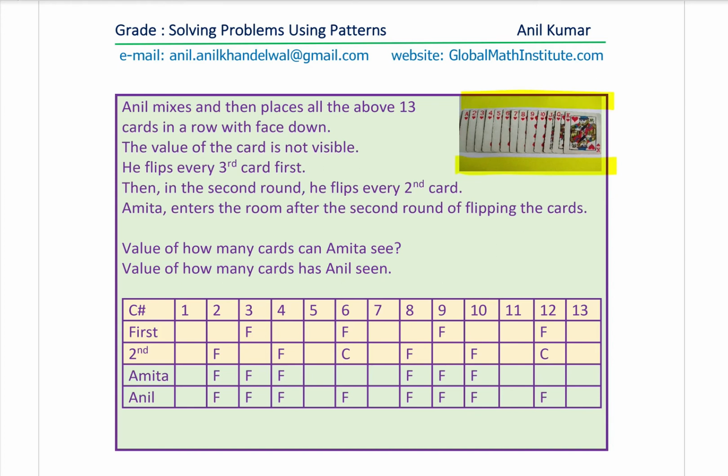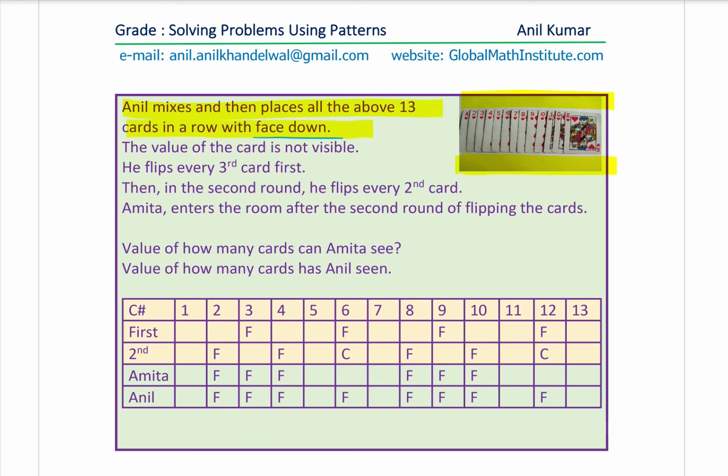Anil mixes and places all the above 13 cards in a row face down. So when I say face down, that means you cannot see the value of the card, right? At present, you can say it is King of Hearts, but if I put it the other way, you cannot see that. So that is face down, okay?